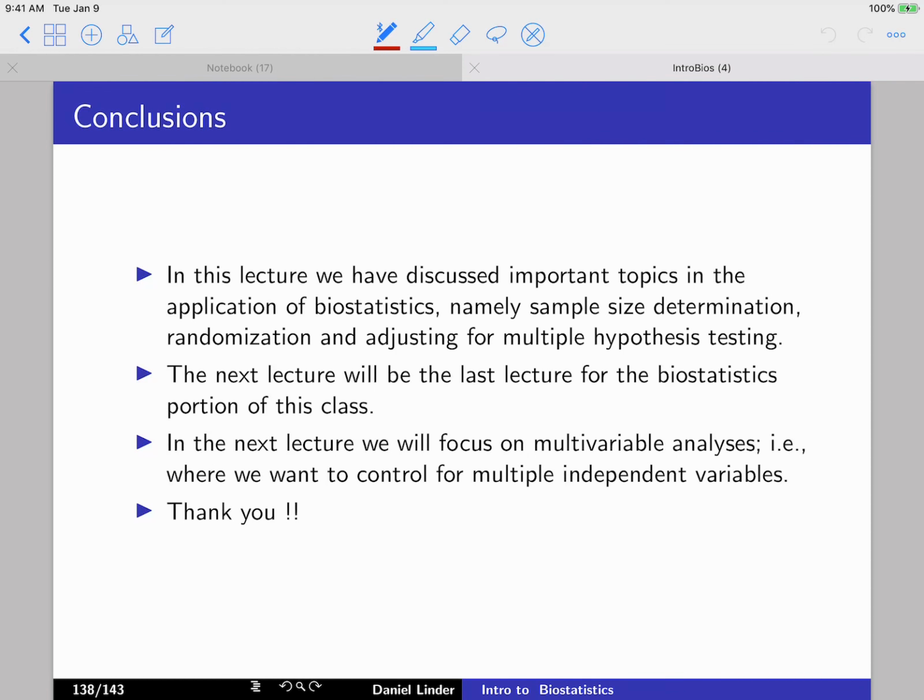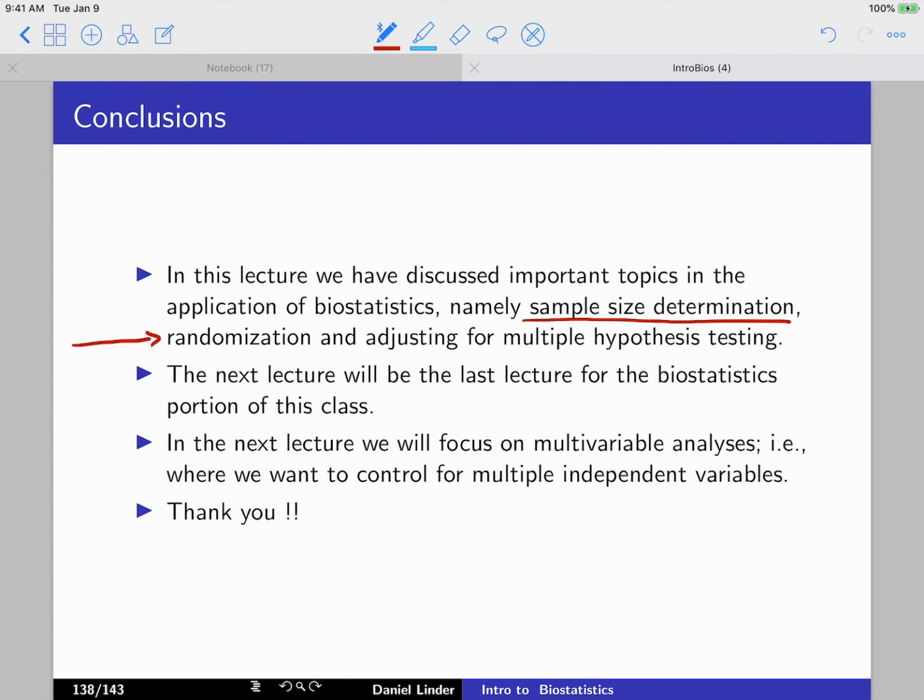So, conclusions. In this lecture, we've discussed important topics in the application of biostatistics. Sample size determination is one of the most important ones. Randomization is essentially a very important tool used in randomized controlled trials. And remember, randomized controlled trials are essentially the gold standard of evidence for clinical decisions.